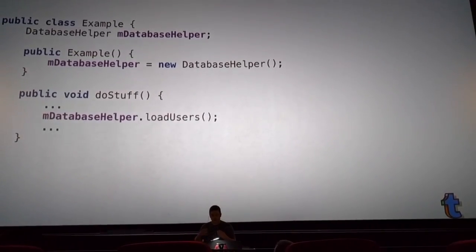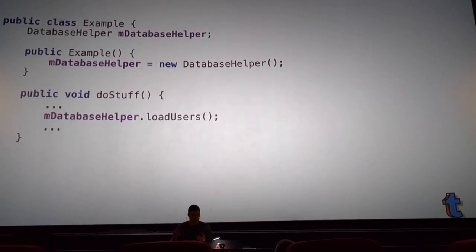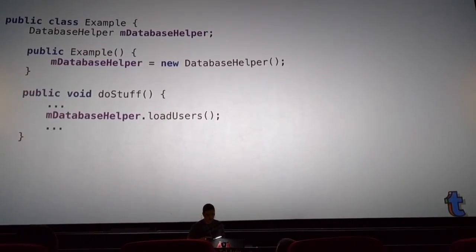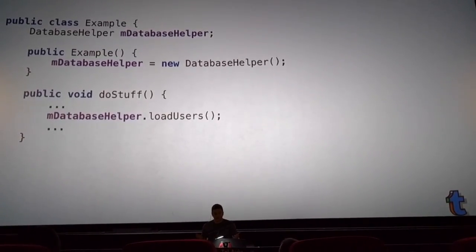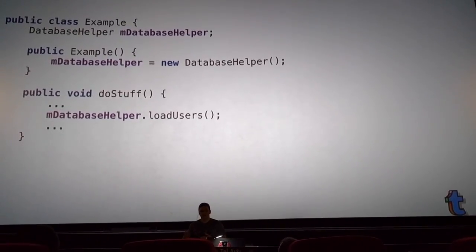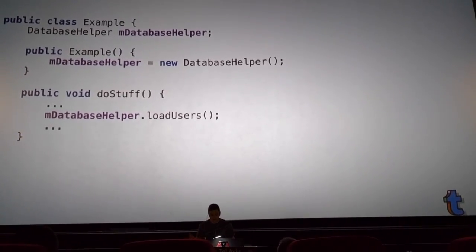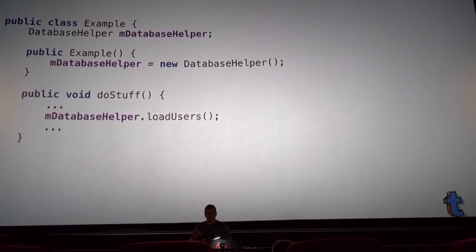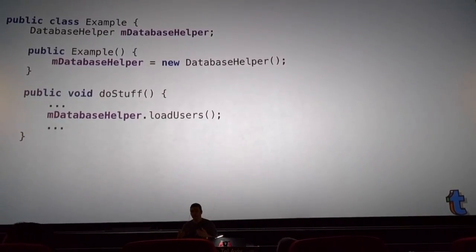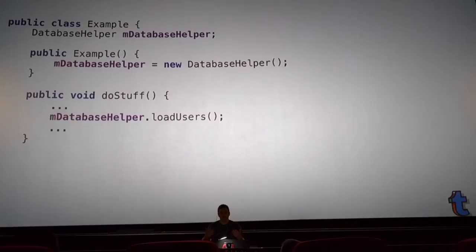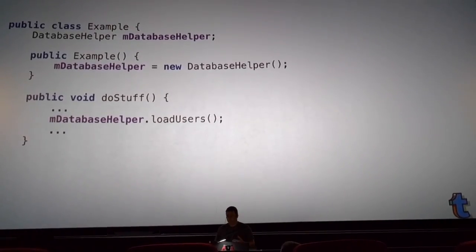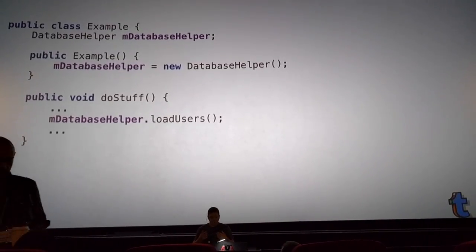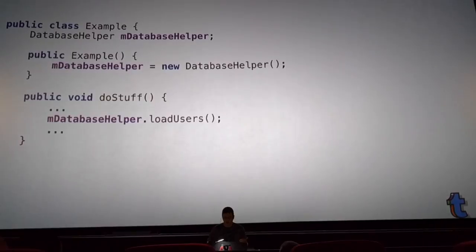So if we just look at a simple example of what a dependency is, you have this class called example, and it depends on a class called database helper. And you can't use example without actually having an instance of database helper. And we can say that the example class is tightly coupled to database helper, which means it won't be able to run, won't be able to compile without it. So when we write our code, we want to decouple those two. We want to make sure that example can exist without database helper.